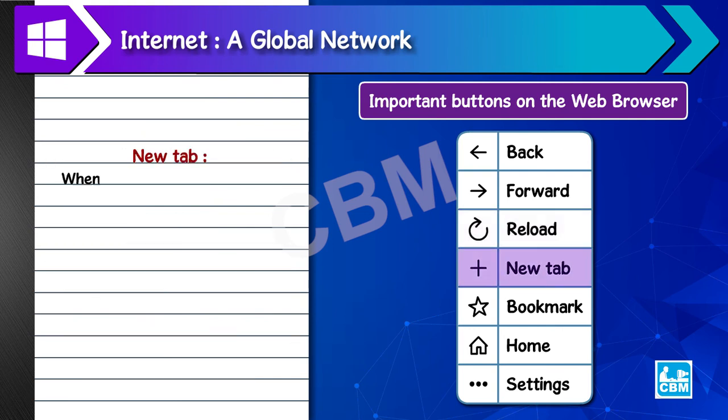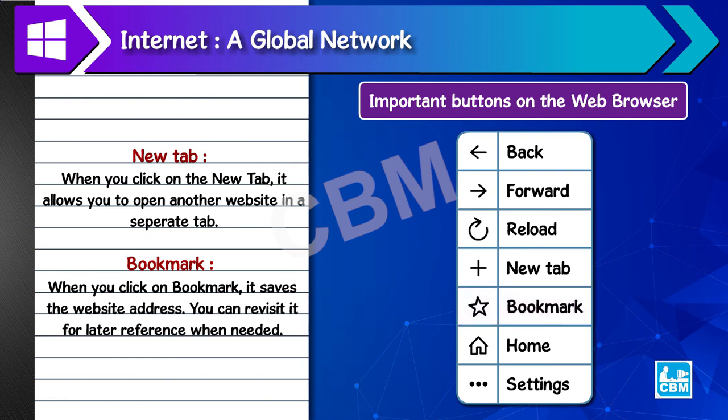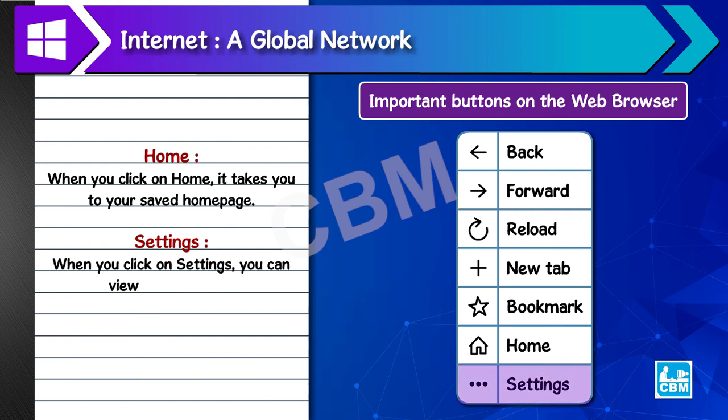New tab. When you click on the new tab, it allows you to open another website in a separate tab. Bookmark. When you click on bookmark, it saves the website address. You can revisit it for later reference when needed. Home. When you click on home, it takes you to your saved home page. Settings. When you click on settings, you can view more options.